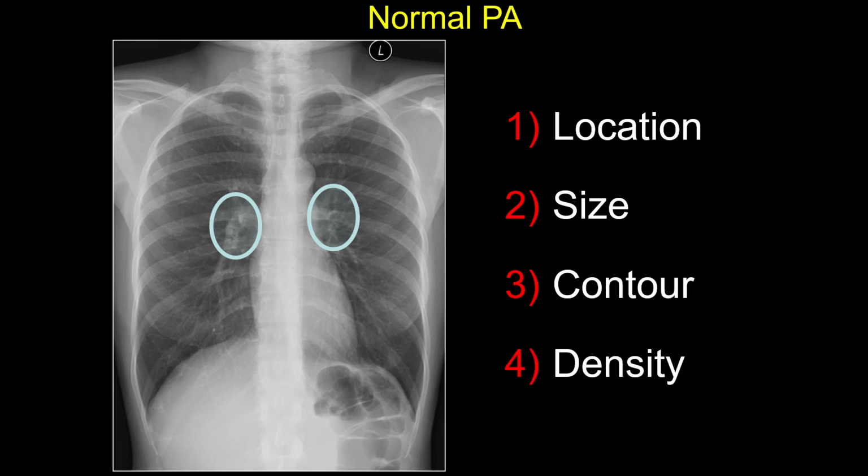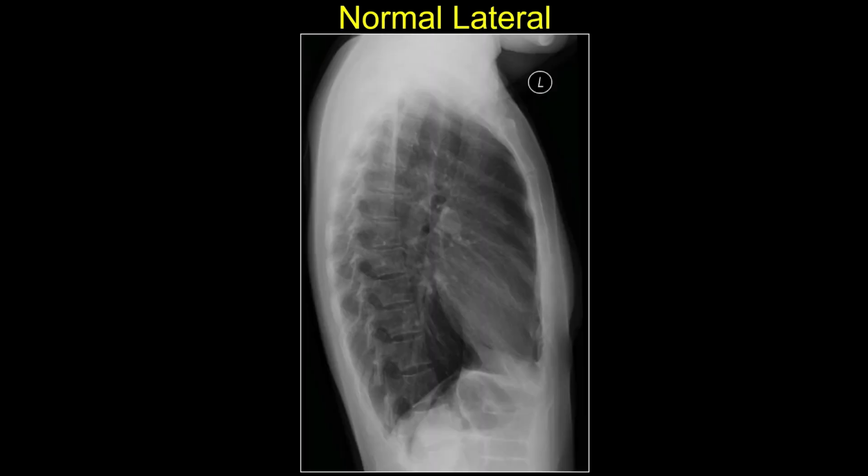And finally, the fourth thing to assess, which is the most difficult, is the hilar density. A hilum that is even slightly wider than the other side, if you exclude any technical factors, is considered abnormal. That's another thing that you get used to by looking at lots of chest x-rays and gaining experience. Now let's go to a normal lateral chest radiograph.